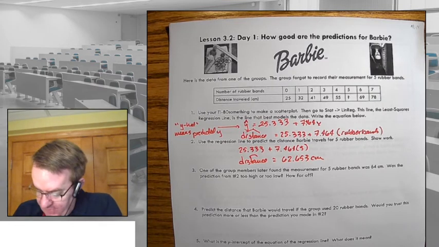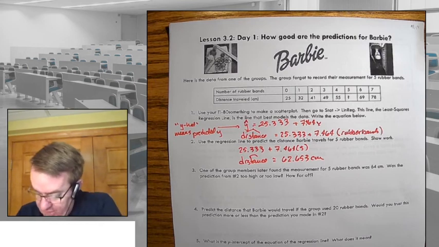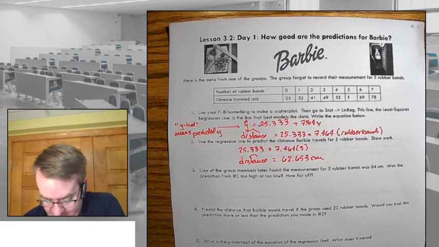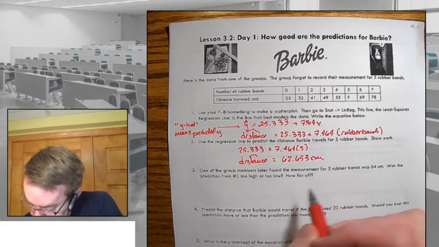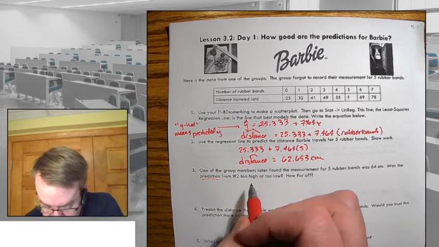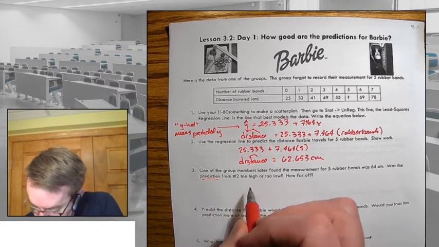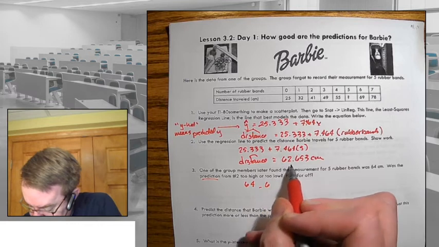One group of members later found the measurement for 5 rubber bands was 64 centimeters. So was the prediction for number 2 too high or too low? How far off? In this case, was the prediction too high or too low? The prediction was too low. How much? So we had 64 was the actual minus my prediction of 62.